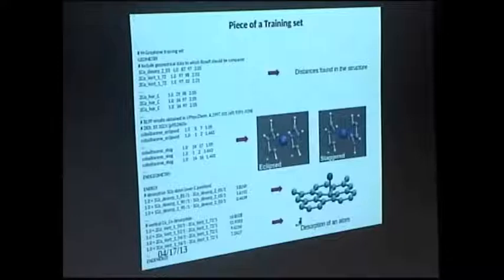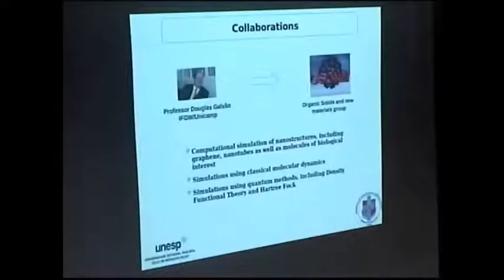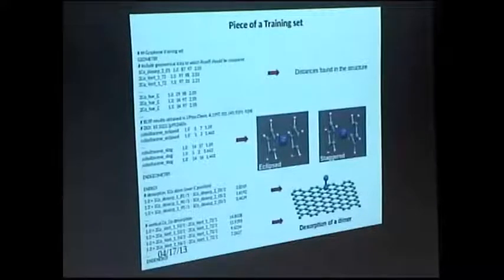Here is another example of a training set. This is for the cobaltocene. And then here, these are data for desorption energies for one atom, and then for a dimer on graphene. And things like that. You must do dozens or hundreds of this kind of calculations to be able to make a new parameterization. Right?